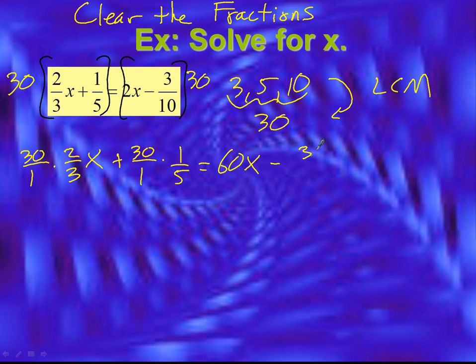Minus 30 over 1 times 3/10. Now, when I'm multiplying fractions, how do we multiply fractions? Straight across, right? Unless we can reduce. It's always better to cross-reduce if we can.